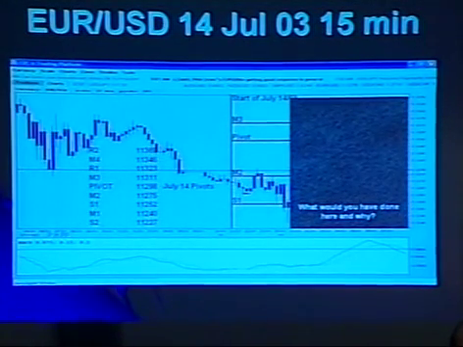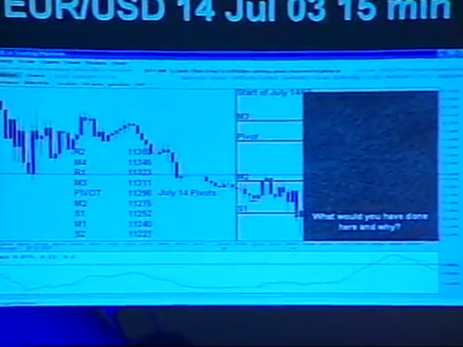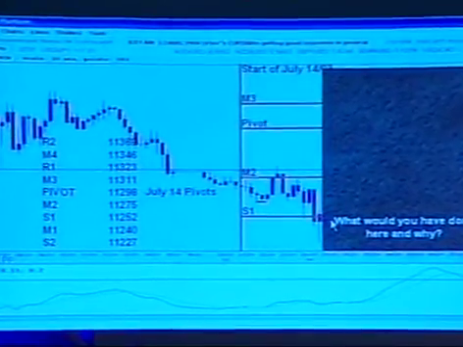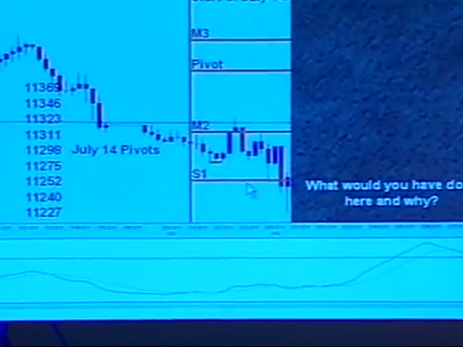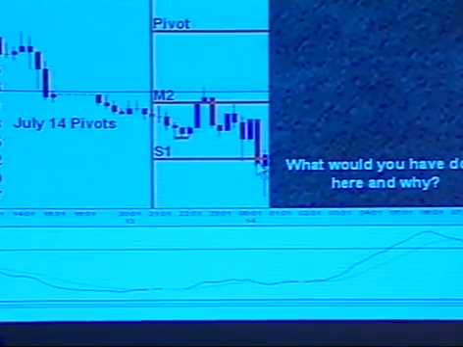Okay, ladies and gentlemen, what would you have done here? We're in what area? We're at S1, which is a buy point underneath the central pivot point. We've got a hammer.